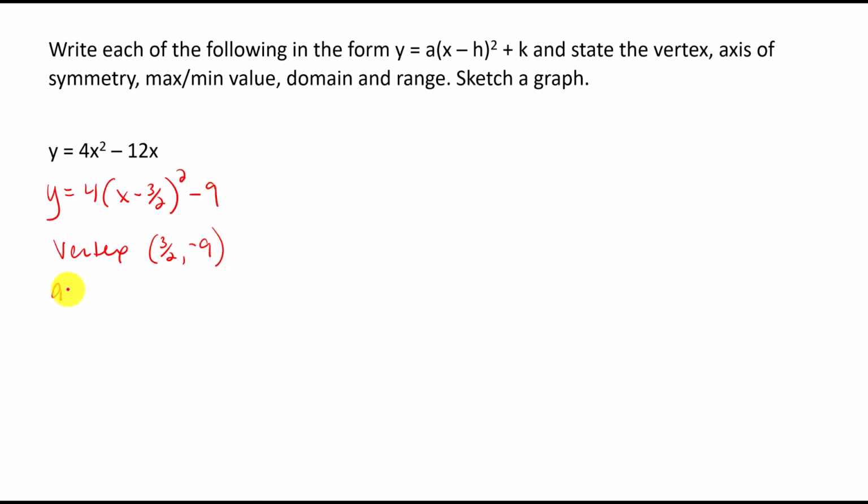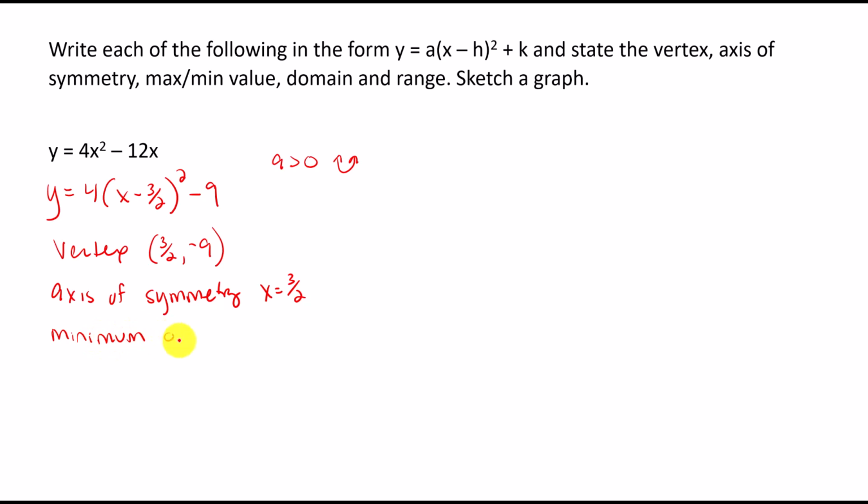We have an axis of symmetry, always at x equals the x value. In this case, a is greater than 0, so my graph is going to open up, which means I have a minimum.